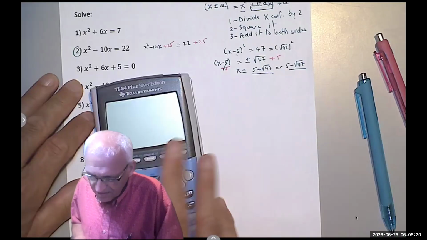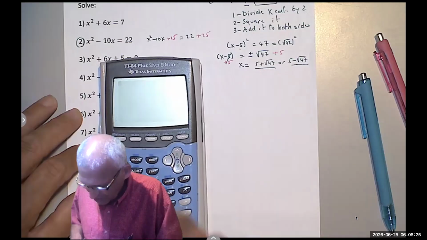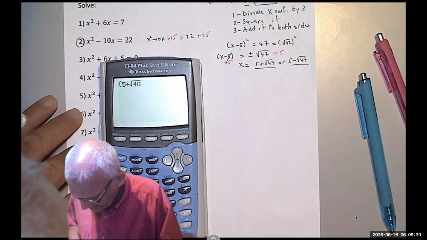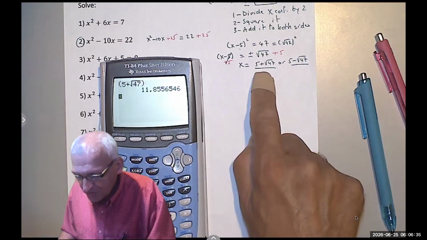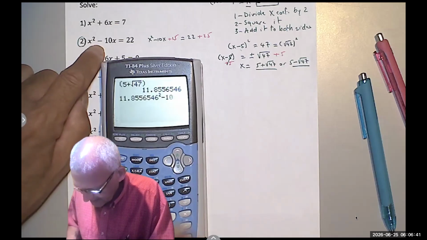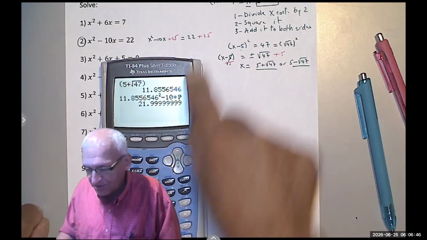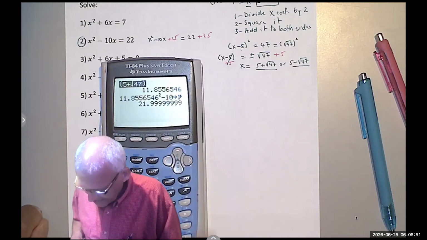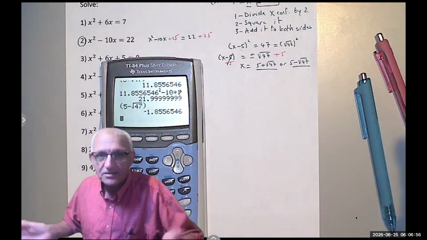Sometimes, if I have time, I may try to check this answer. So I'm going to write 5 plus square root of 47 between parentheses. And then I'm going to say, okay, take this number, square it, minus 10 times this number. What do I get? I get 21.999, which is 22. That's an approximation. Then I can go back and change the plus into minus. I'm just checking if I did some math error, and it's possible.